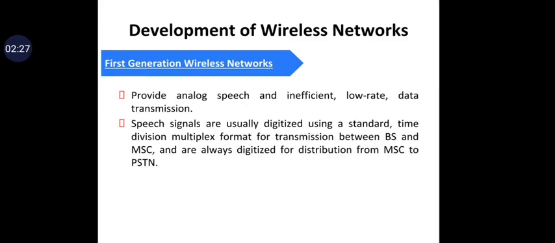So this first generation wireless networks provide analog speech and inefficient low rate data transmission. The speech signals are usually digitized using a standard time division multiplex format for transmission between base station and mobile switching center and are always digitized for distribution from MSC to PSTN.